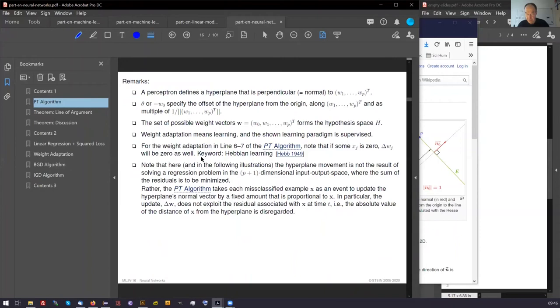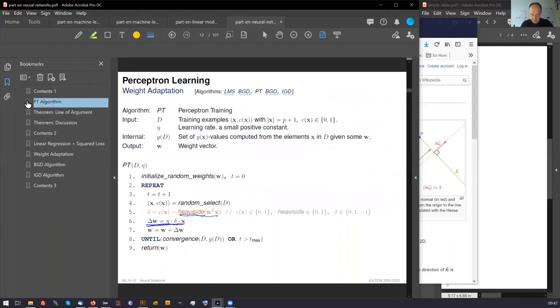Here's a bit of background. I will skip over this, but there's one point which I want to say. There's one hint to Hebbian learning. The Hebbian learning, which I mentioned to you before, comes into play in lines 6 and 7 of the algorithm, namely in that sense that only the j-th dimension is manipulated. You cannot see it here because this is a vector form, but we will see this later when we derive the gradient descent.